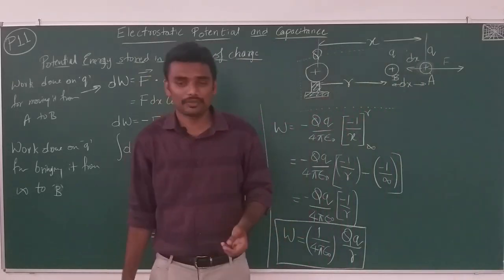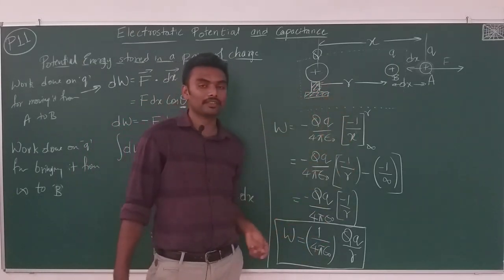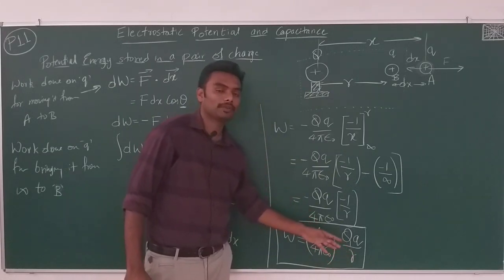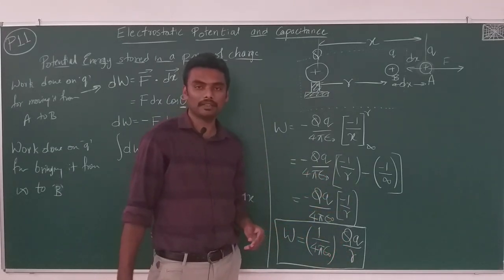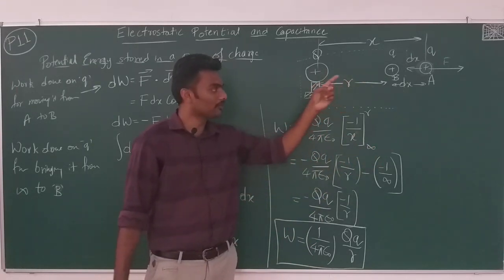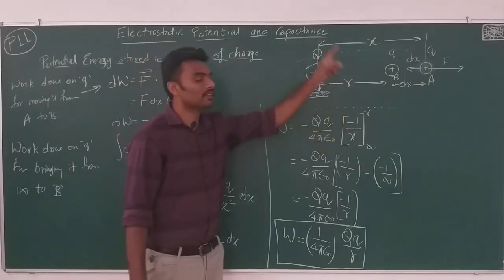What is that r then? Back then it was the distance of separation, even now r is the distance of separation. The only difference here is that in place of r squared you have r, right? And this is the total amount of work I have done in bringing the charge from infinity to this point. So this itself is the potential energy stored in this system.